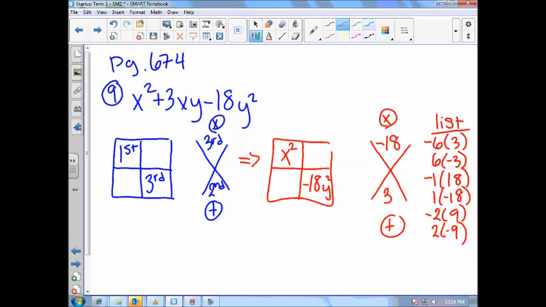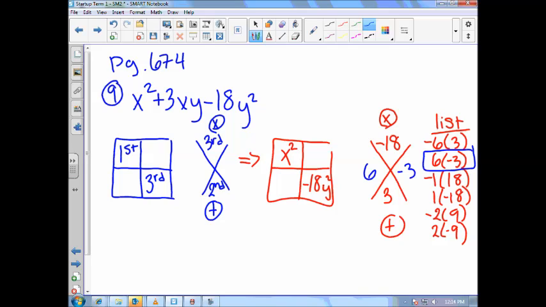So we look through the list and find which pair actually adds to positive 3. Raise your hand when you see which pair adds to positive 3. Which pair? Negative 6 plus 3, 6 plus negative 3, negative 1 plus 18, etc. Which pair adds to positive 3? Isaiah? Okay. Do we agree? Thumbs up or thumbs down? If you don't agree, thumbs down. Okay, good. 6 and negative 3.